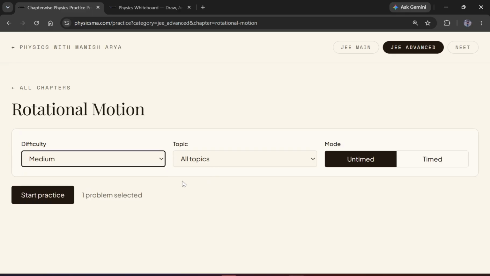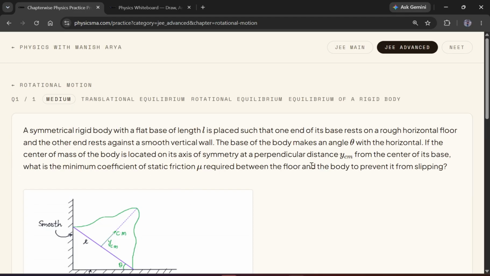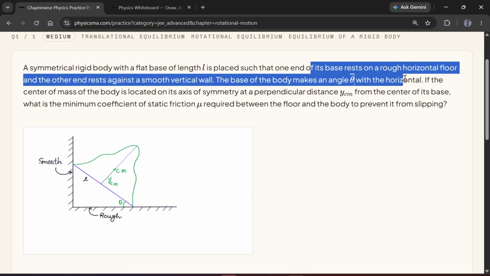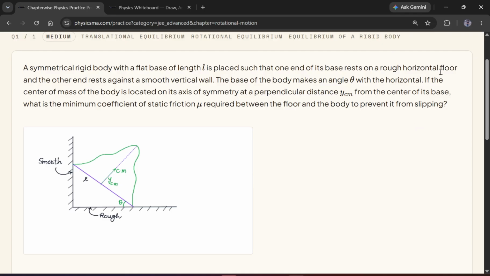So let me see here, medium, this problem we are discussing. The question says that a symmetrical rigid body with a flat base of length L is placed such that one end of its base rests on a rough horizontal floor and the other end rests against a smooth vertical wall. You can see here this wall is smooth and this floor is rough.